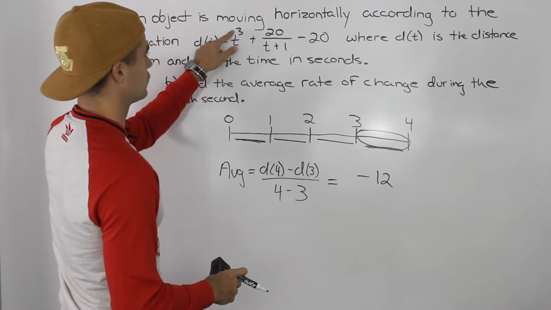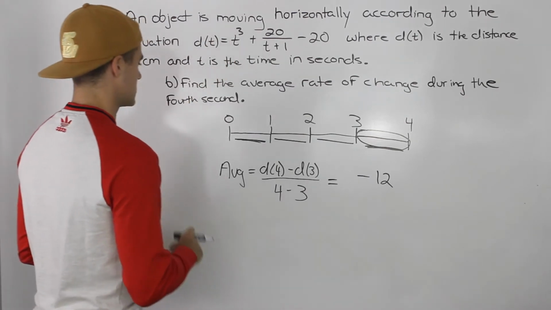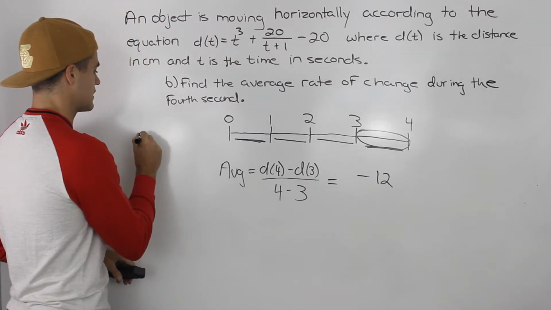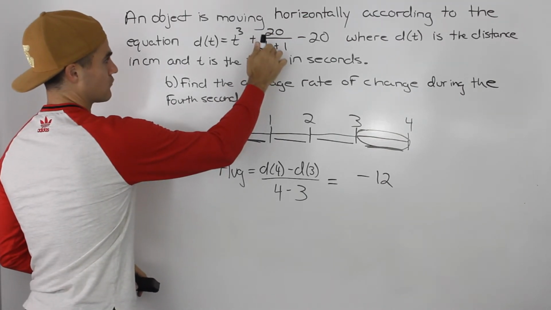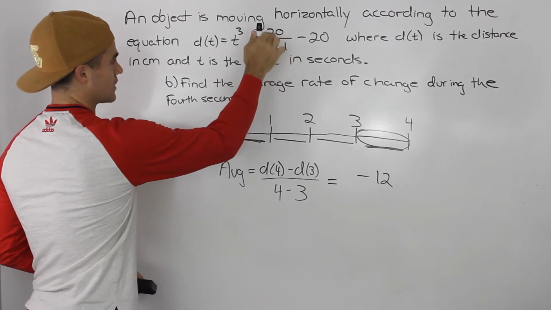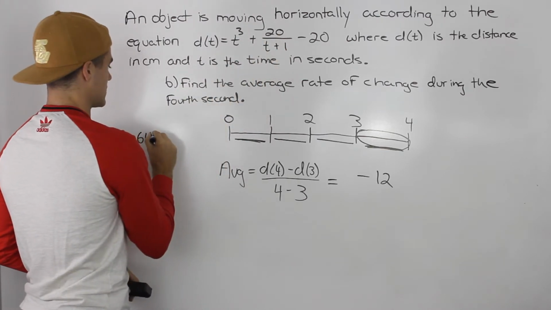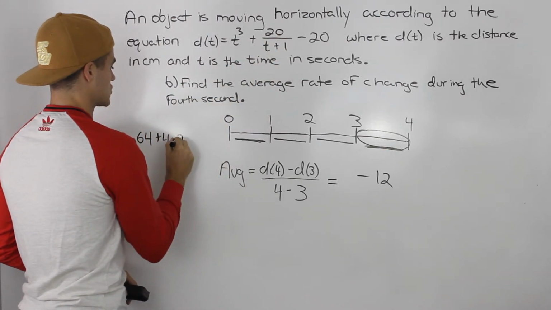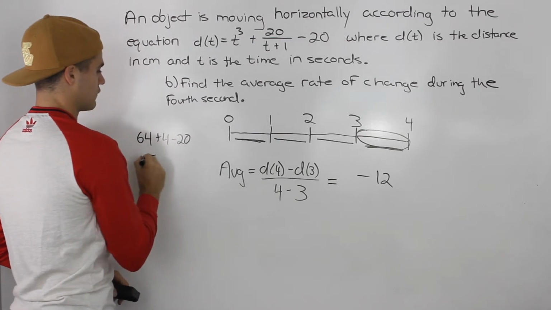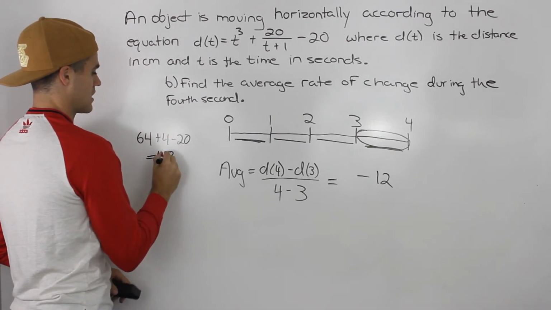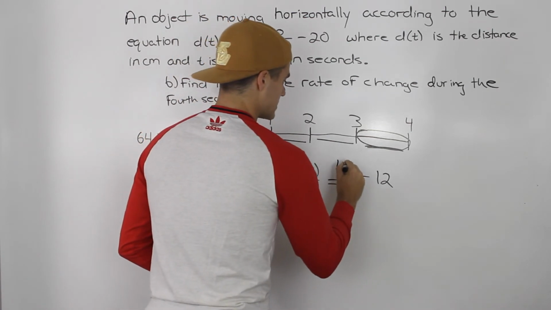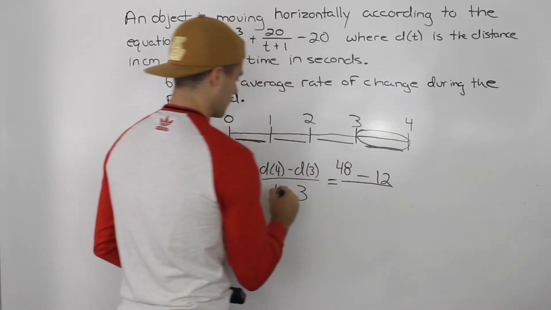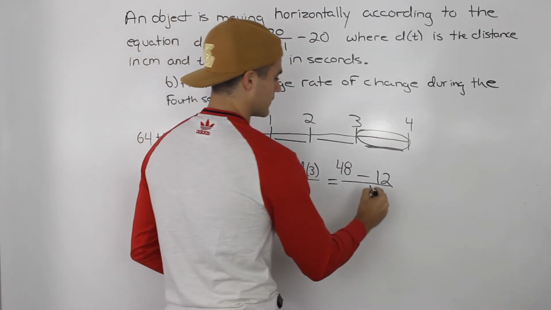What's d of 4 going to be? Well, 4 cubed is going to be 64. And then 20 over 5, right? 4 plus 1, we'll have 5 in the denominator. So 20 over 5 is 4. Then minus 20 would give us 48. So we'll have 48 all over 4 minus 3, which is just 1.